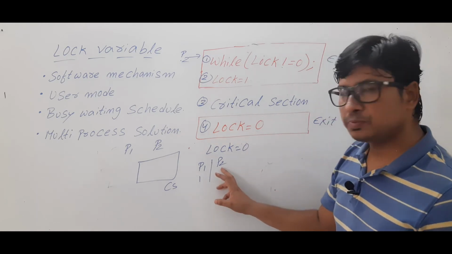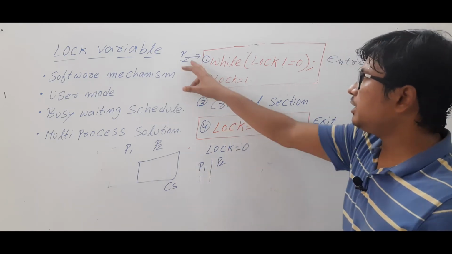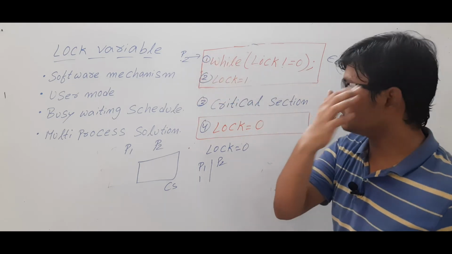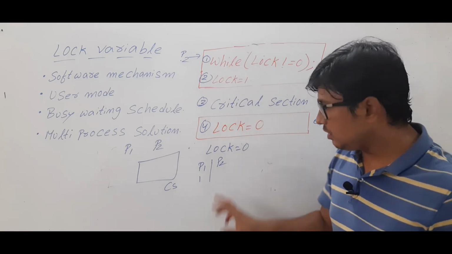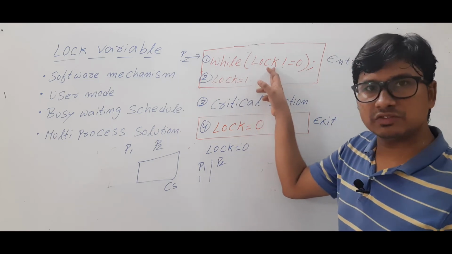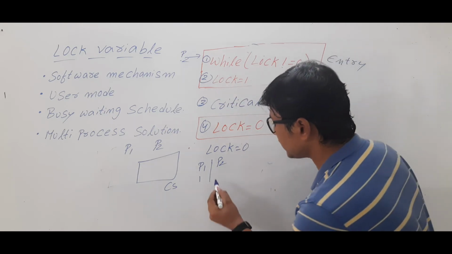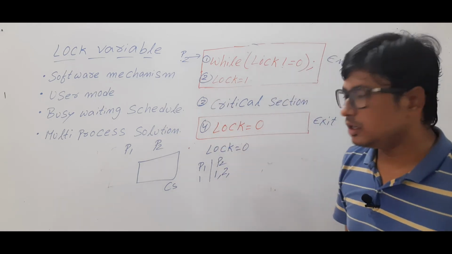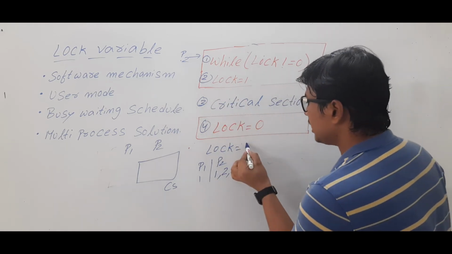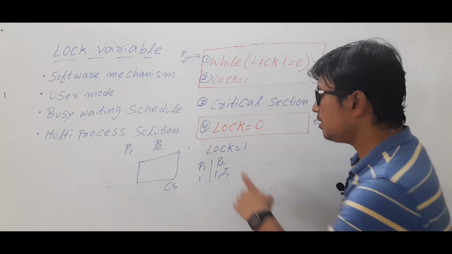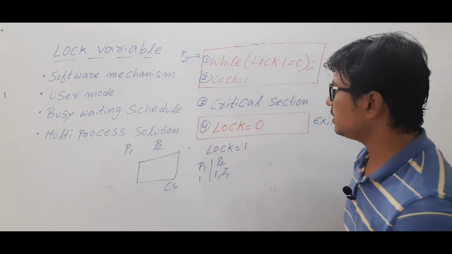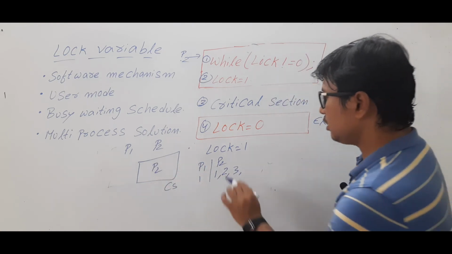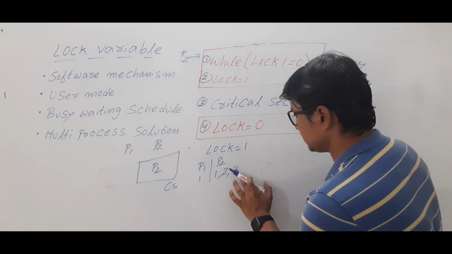Now process P2 enters the running state and wants to enter the critical section. So again it will execute the entry section. Now what is the lock value? Still the lock value is equal to 0, so this condition will be false. So now process P2 executes instruction 2. Now what is the lock value? The lock value will be 1, and who has updated it? Process P2 has updated it. Is it clear? Now process P2 entered the critical section. Now process P2 is there in the critical section.